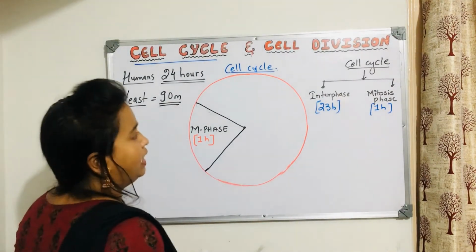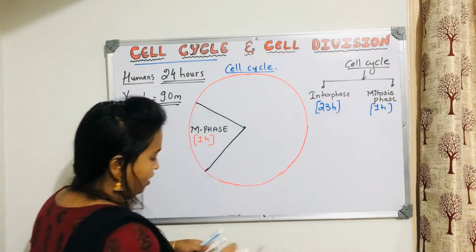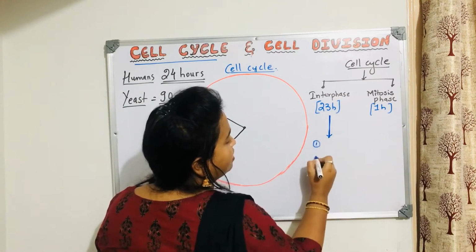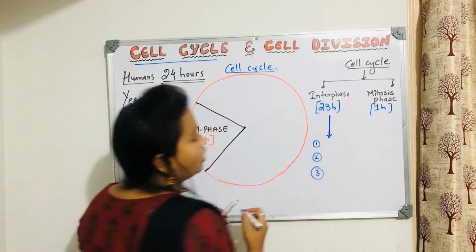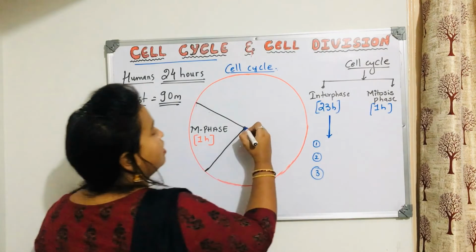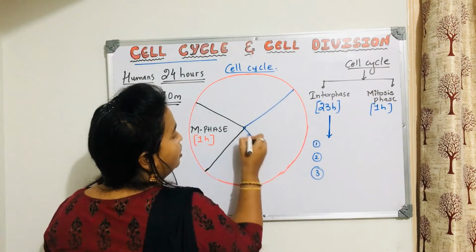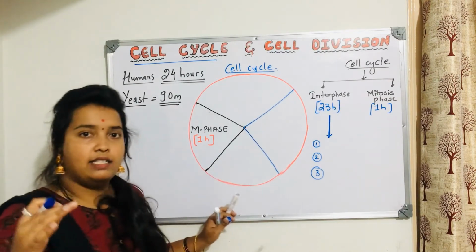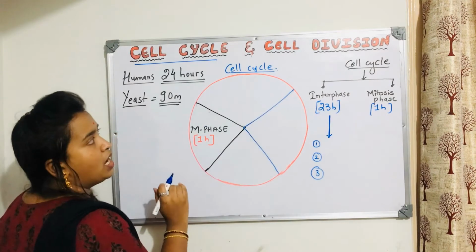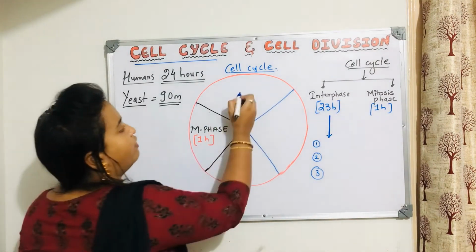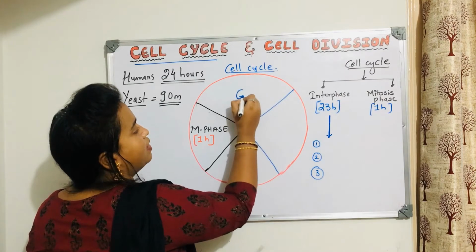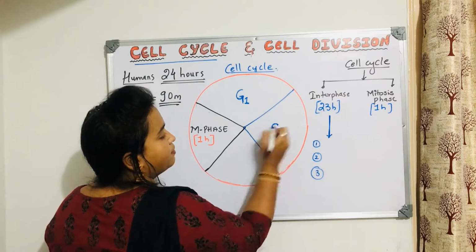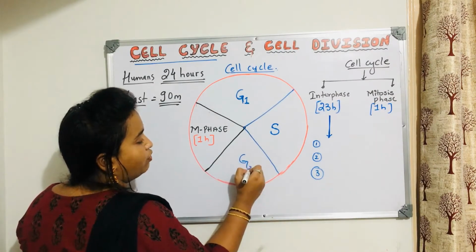So if we are talking about interphase, I'll just show it here also. Interphase is divided into 3 phases. I'll just show you here 1, 2 and 3. Interphase is divided into 3 phases. Now what are those 3 phases? First phase is called G1 phase. Second phase is called S phase. And third phase is called G2 phase.